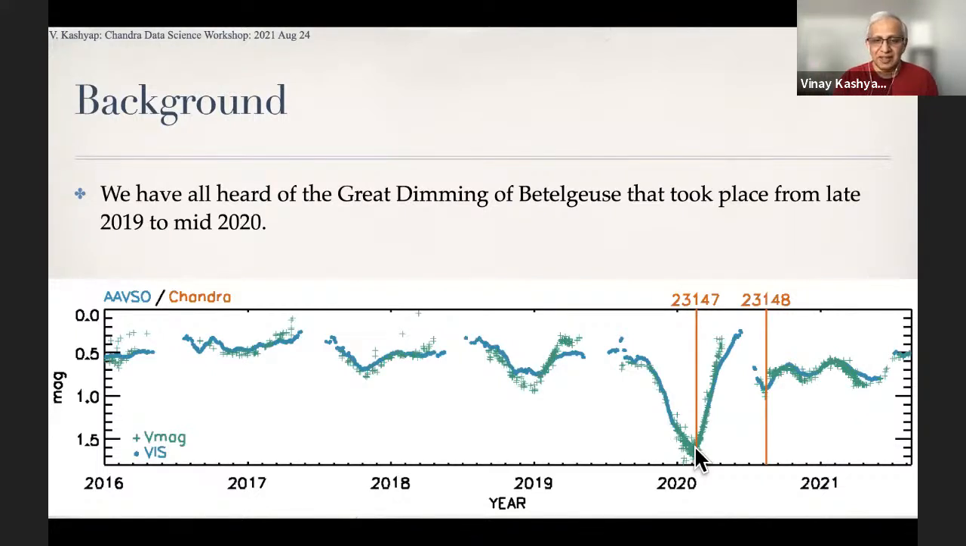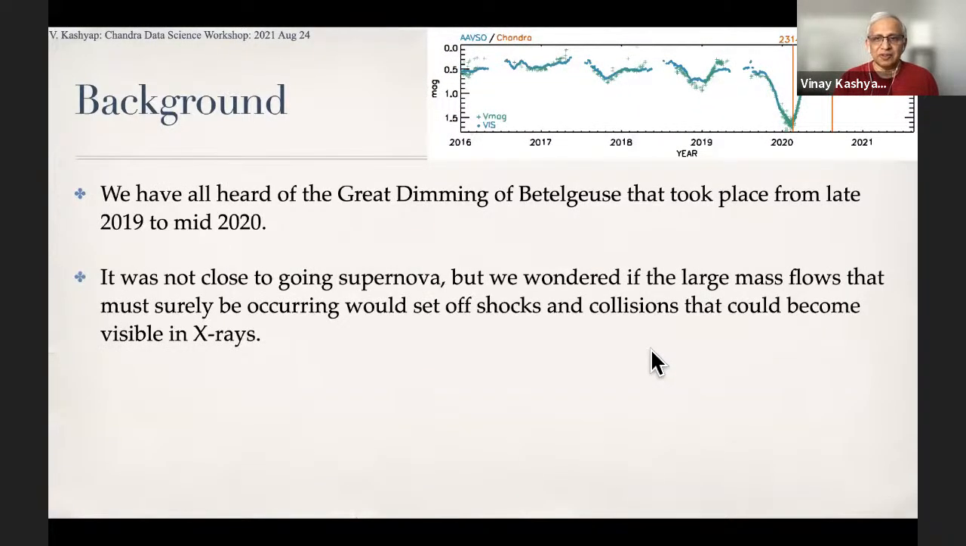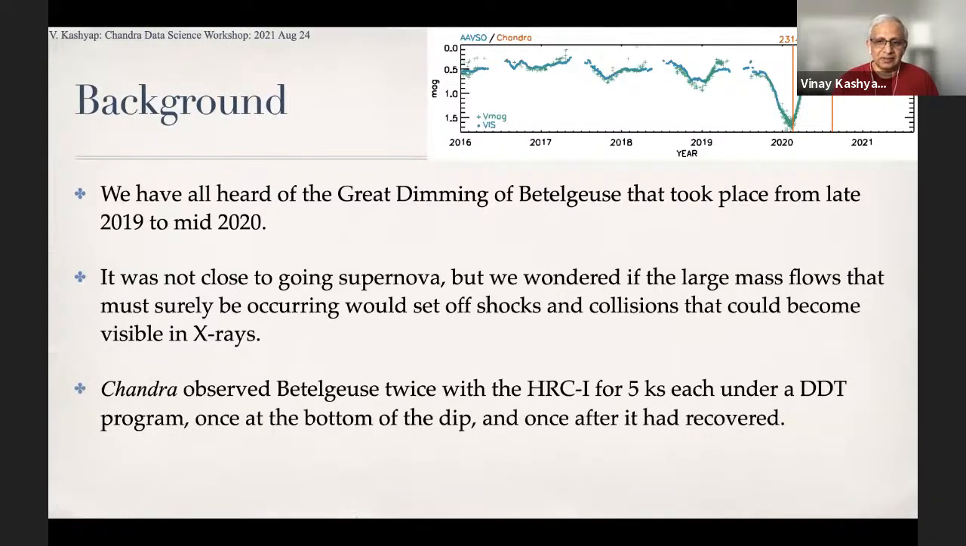Whether it was going to go supernova or whatnot. We know that it wasn't going to go supernova. It still has many tens of thousands, if not hundreds of thousands of years of life. But we did wonder if there were large mass flows happening. Surely there must be shocks and collisions that perhaps could be visible in X-rays. So we asked for Chandra director's discretionary time observations. And Chandra did observe Betelgeuse with the HRC-I for 5 kiloseconds, once at the minimum of the optical and once after it recovered.